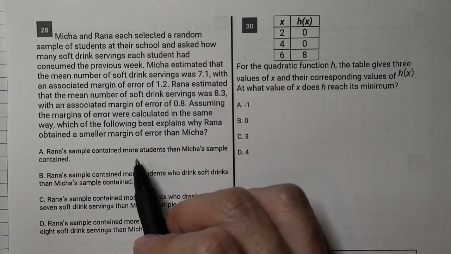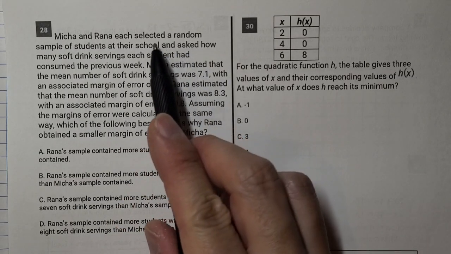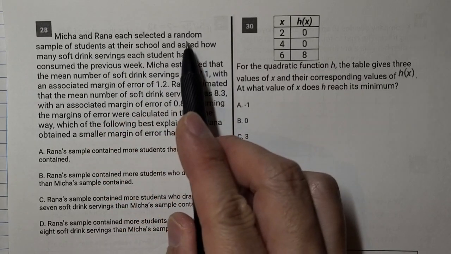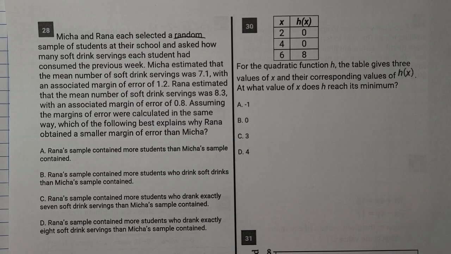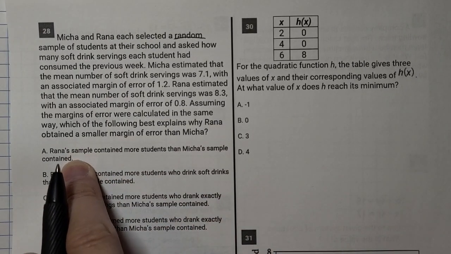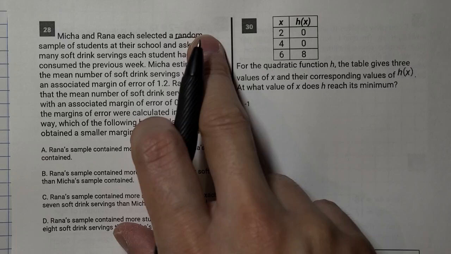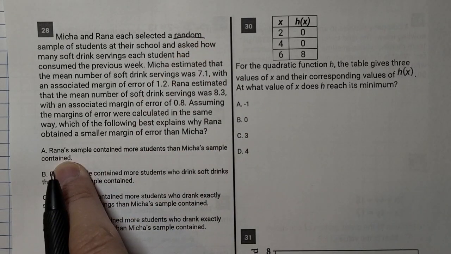Rana's sample contained more students than Micah's sample contained. Random sample of students. Random, that's important. So we did have to read that. Random selection. Okay. This seems like it could be true because obviously more samples, more students in this case, is always better, especially when they're randomly selected. Okay, so we'll keep that for now.